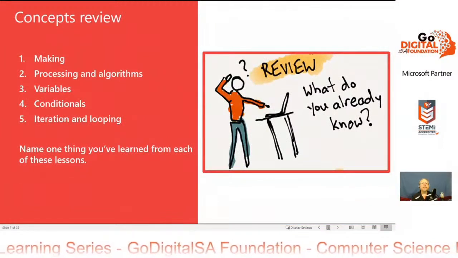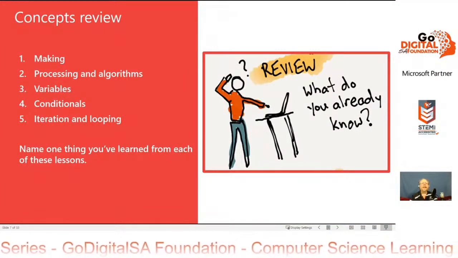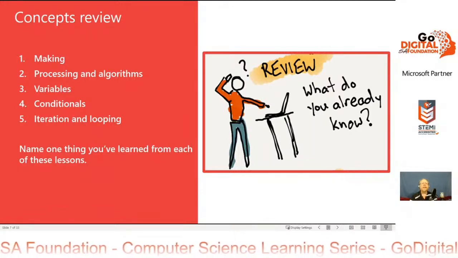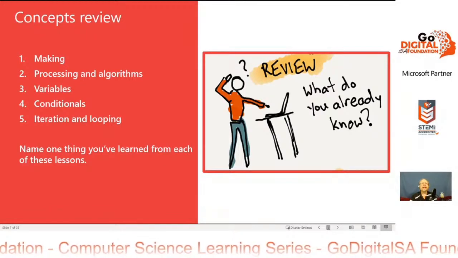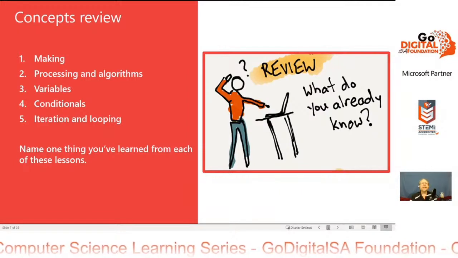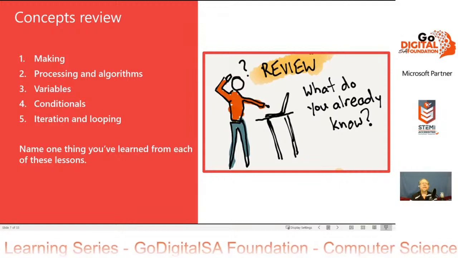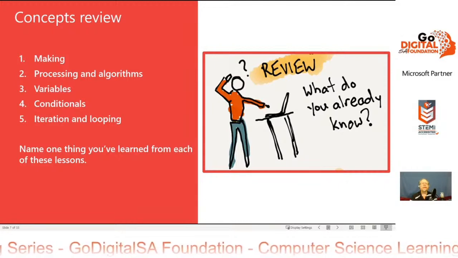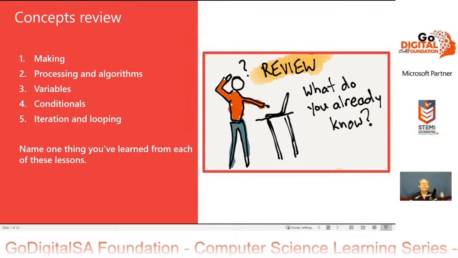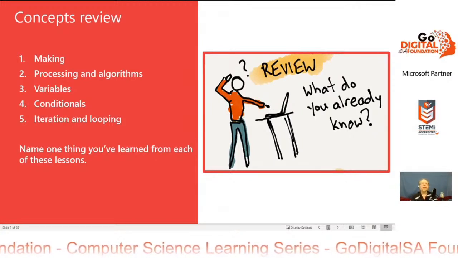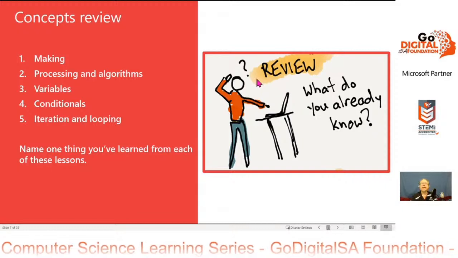So, concept review. In Unit 1, we talked about making. In Unit 2, we talked about processing and algorithms. In Unit 3, variables. In Unit 4, we talked about conditionals. And in Unit 5, we talked about iteration and looping. Okay, so you should be able to name one thing that you've learned from each of these units.